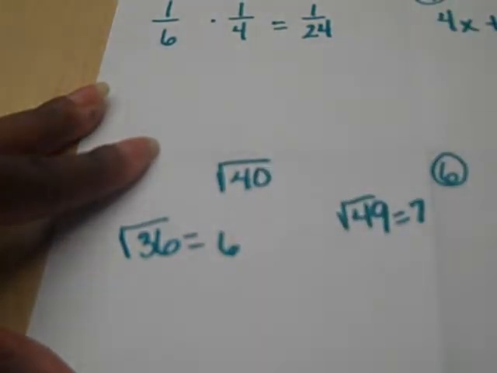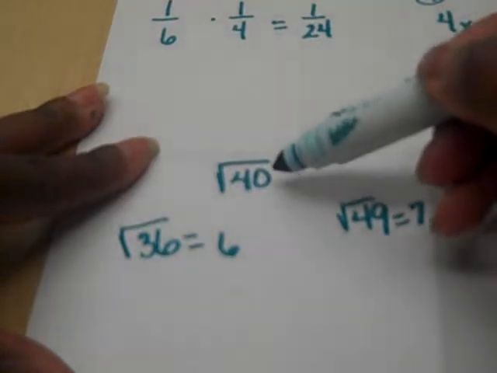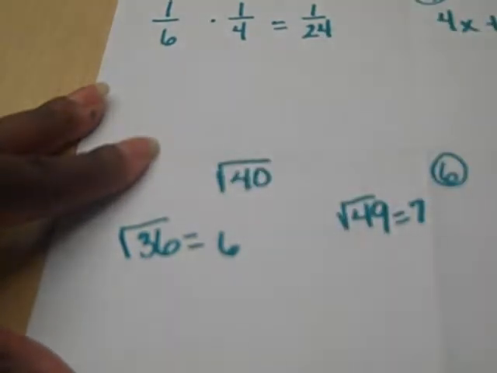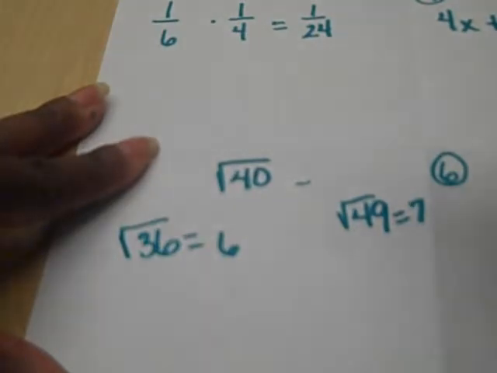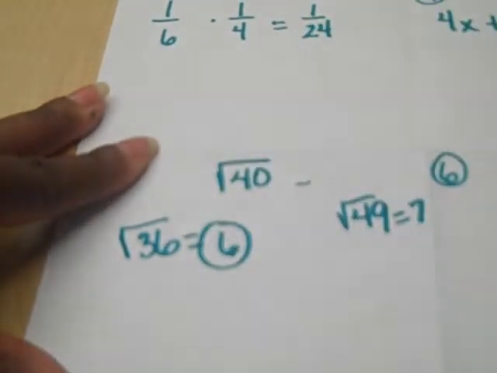Which is closer? Well, in counting, we counted to 36, square root of 36, sooner than we did square root of 49. It's 6. 6 is closer.